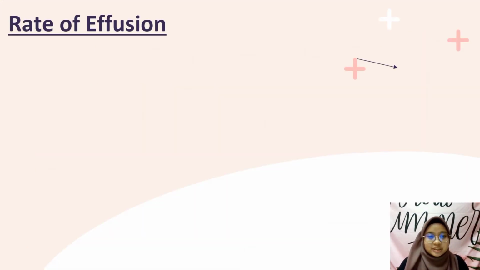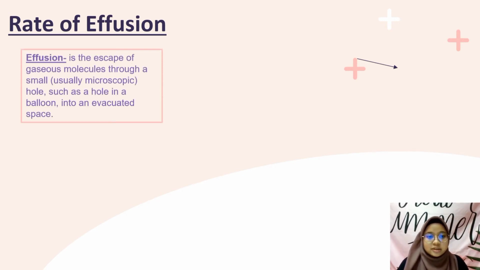Next, in chemistry, we use power in the rate of effusion. Effusion in chemistry is the escape of gaseous molecules through a small, usually microscopic hole, such as a hole in a balloon, into an evacuated space.